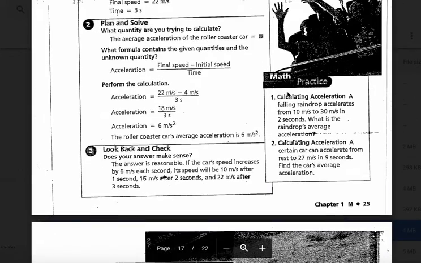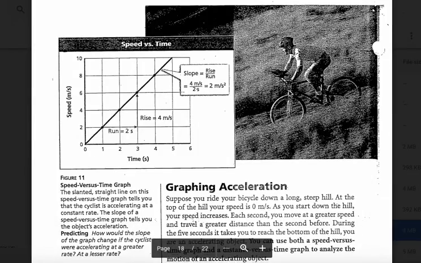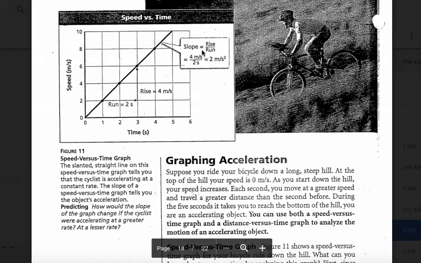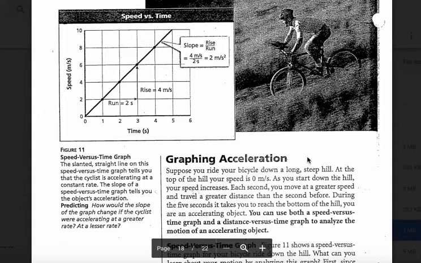This is just some math practice. Speed versus time. So this would be a graph showing acceleration. Speed over time will actually show you acceleration.